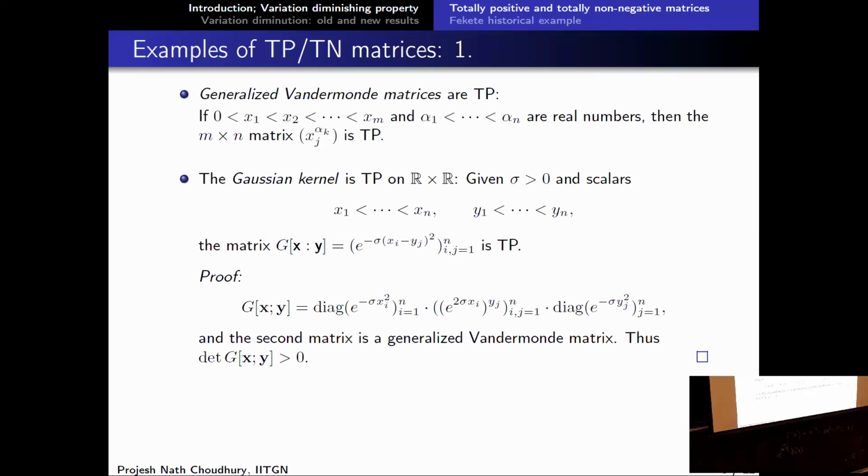Our next example is the Gaussian kernel that I think I discussed yesterday. If you take any positive sigma and a strictly increasing sequence of real numbers x1 to xn and y1 to yn, then the Gaussian kernel defined by this is totally positive. If you take any square submatrix of this matrix, it is again exactly of this form, and if we factorize it, we get this structure. Here the second matrix is nothing but a generalized Vandermonde matrix. So all the minors are positive.